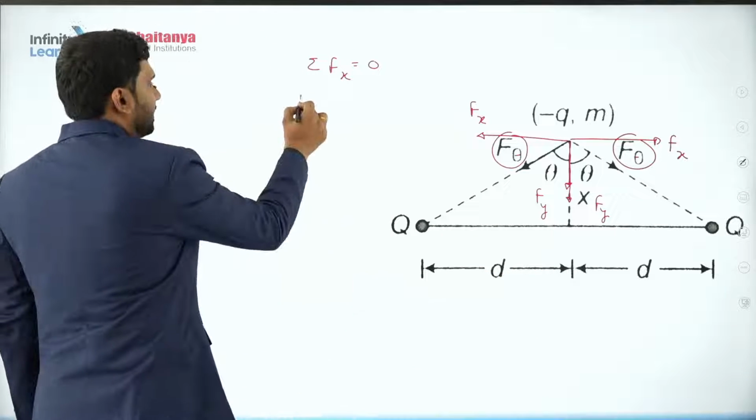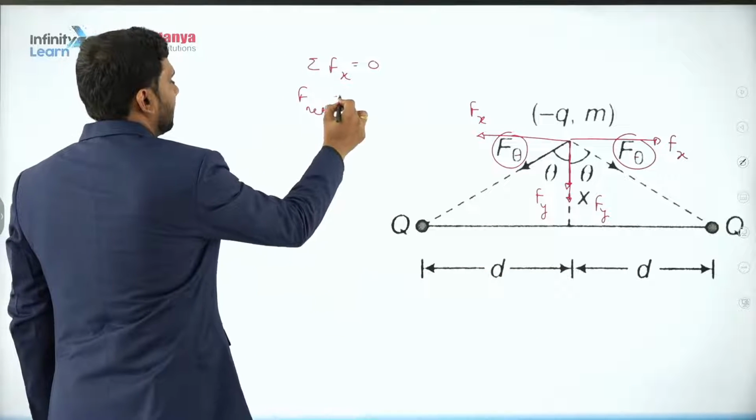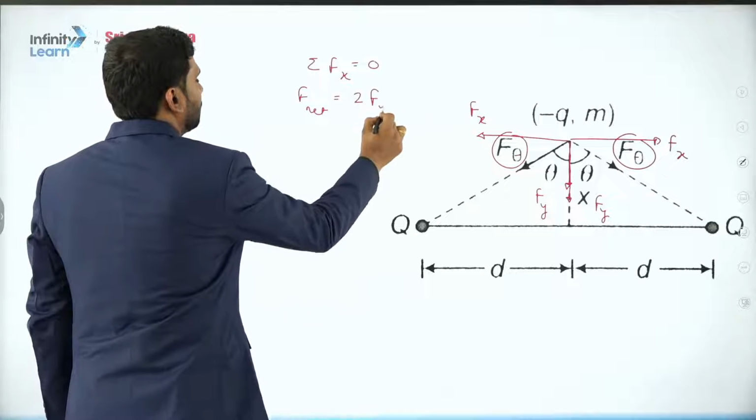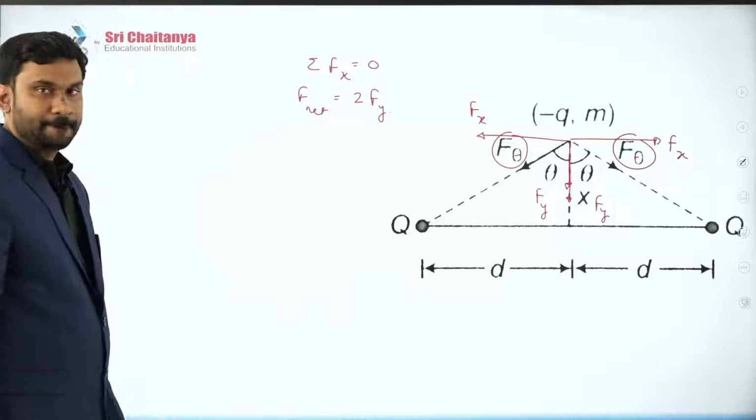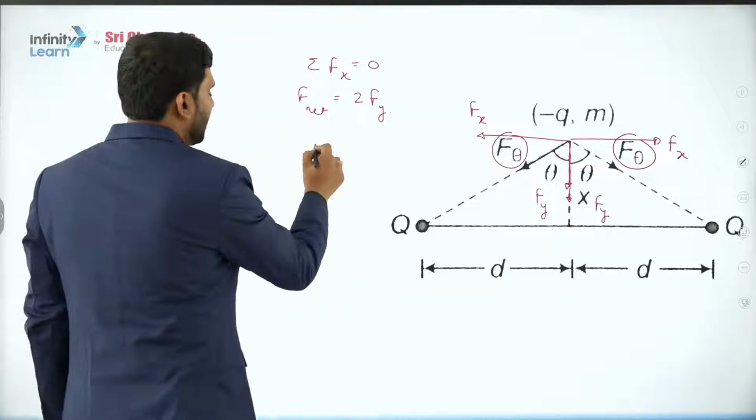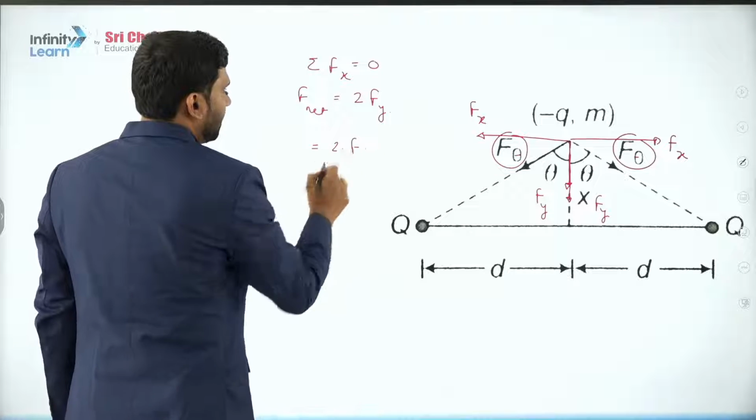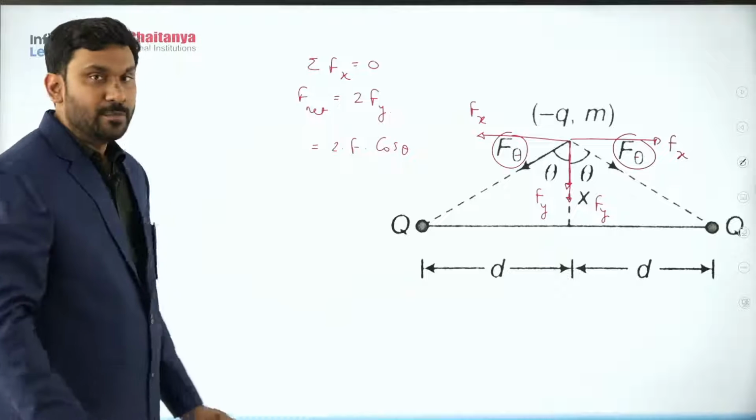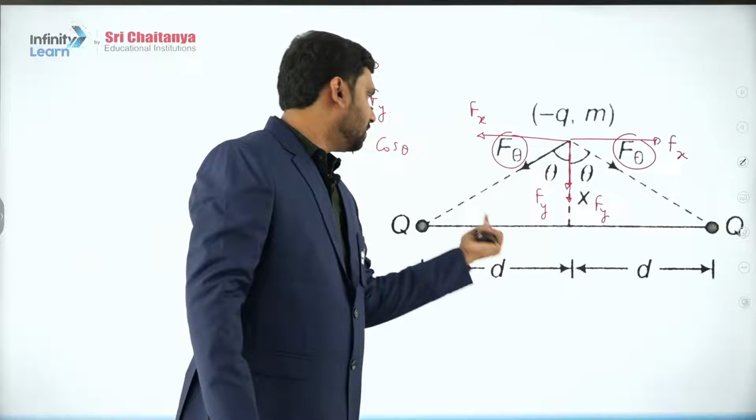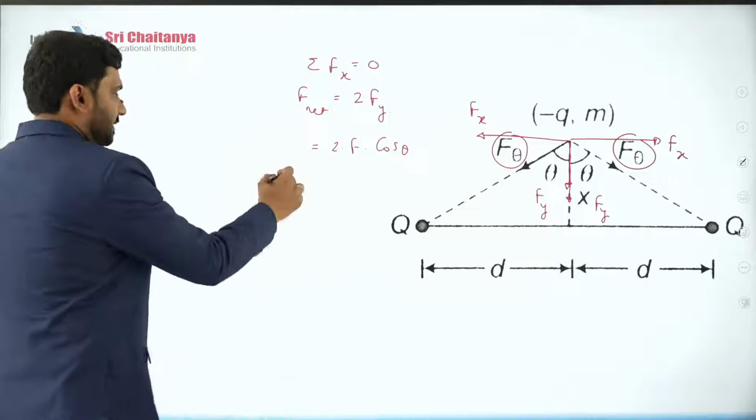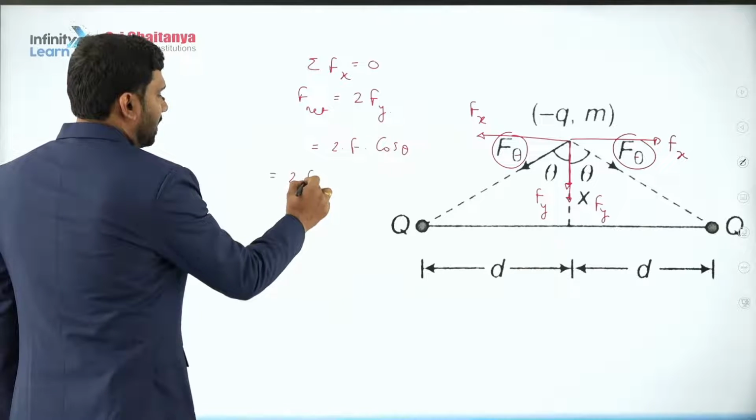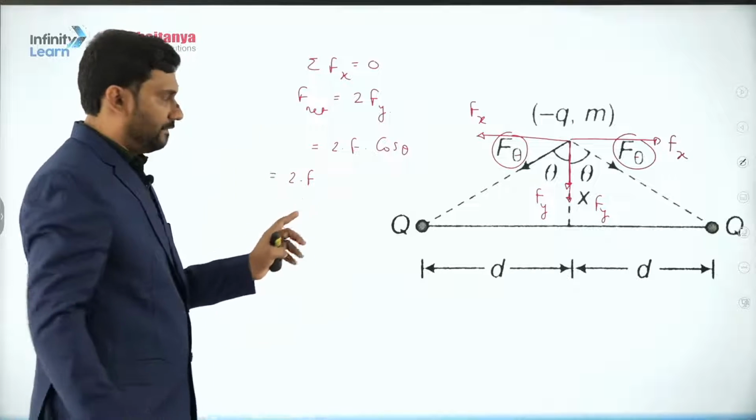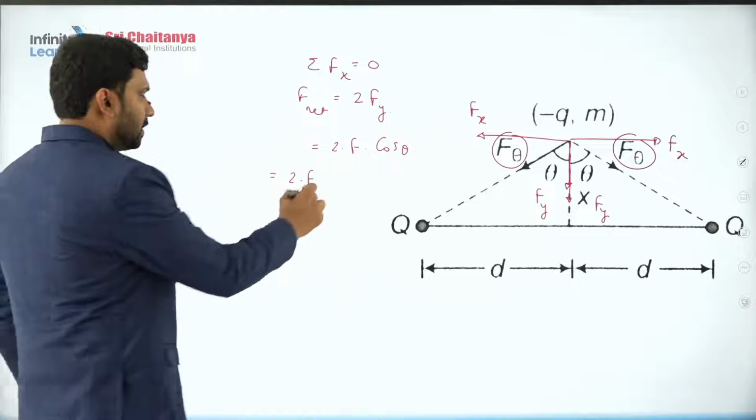So f net is equal to 2fy, correct? And how much is 2fy? 2f into cos theta. I hope all of you are fine. This is theta, 2f cos theta. Now let us check. I will not alter this value of f right now. Cos theta equal to how much?